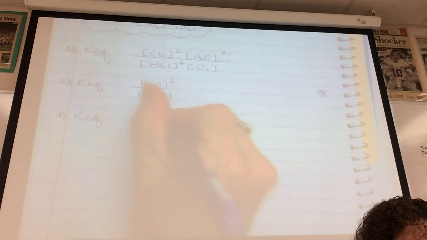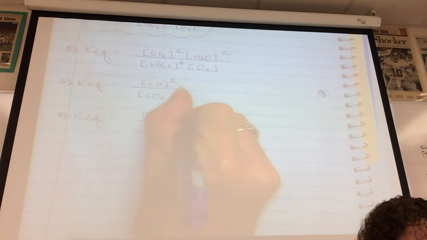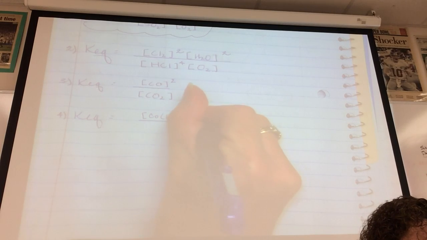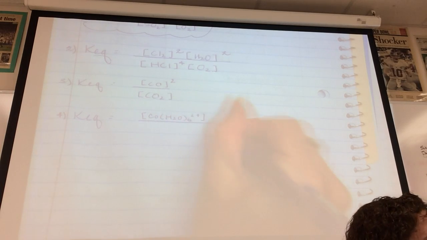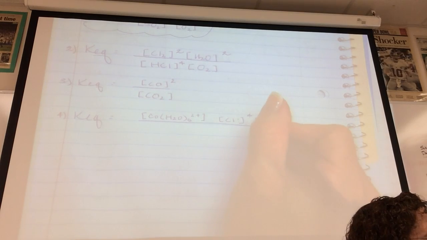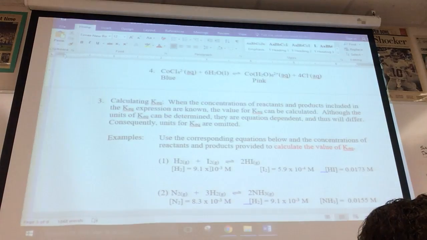Product, you've got a hydrated cobalt ion. This is a complex ion. It actually has a pretty funky name. You include the charge of that ion inside the bracket. It didn't have a coefficient. You have chloride ion raised to the power of 4. So you include aqueous substances. Those products are aqueous, which you include.